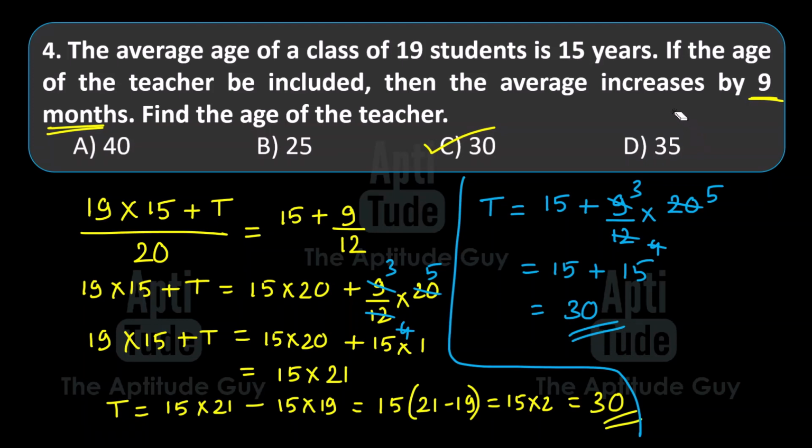Suppose, hypothetically speaking, they had told that the average decreases by say 3 months. Then what would we do over here? First of all, let's do here. Then if the average decreases by 3 months, then it would have been 15 minus 3 by 12. And the same thing would have been here also. 15 minus 3 by 12 into 20. That's it. That would have been the answer. But of course, when the teacher is added, generally the age increases. So of course, it increased.